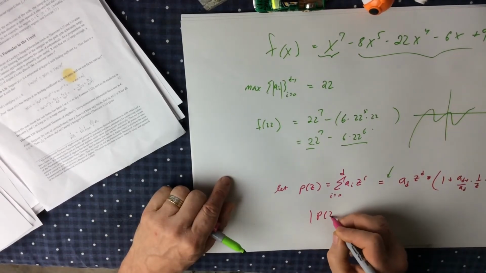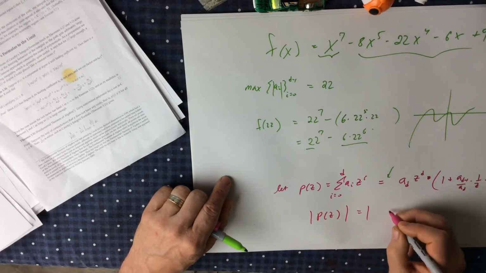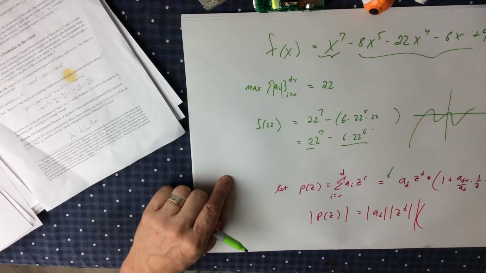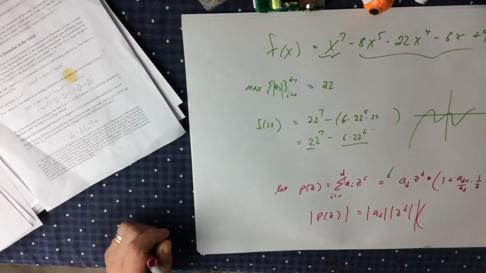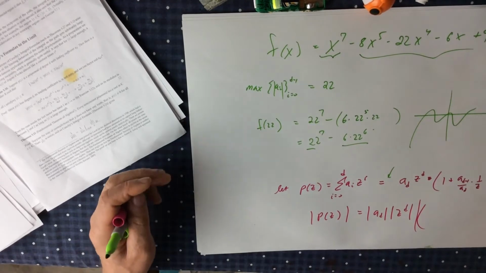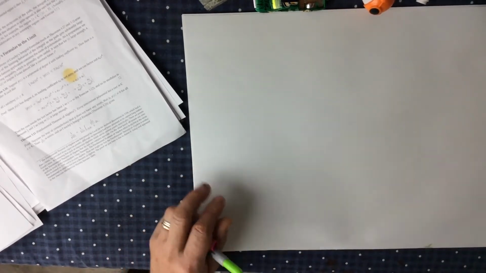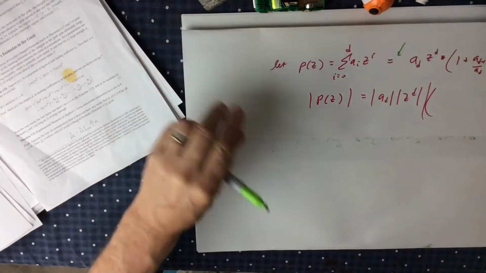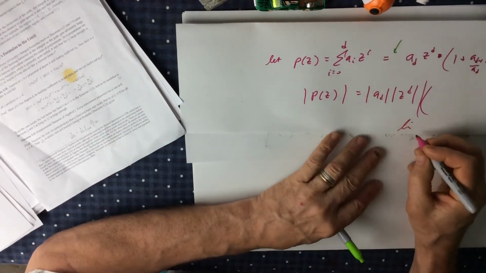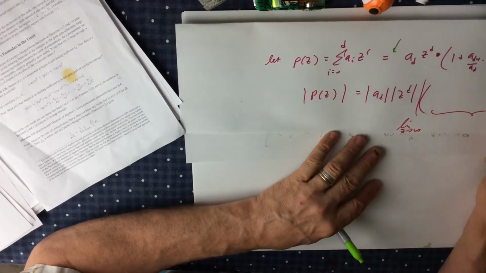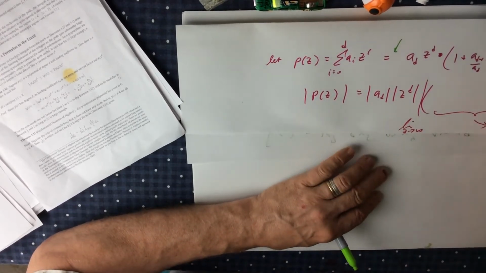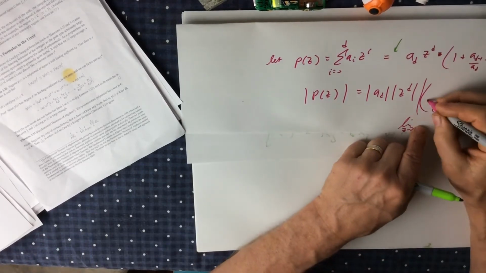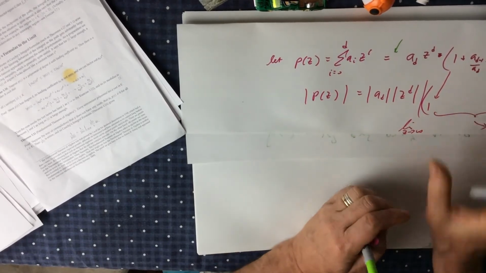So now I want to take the modulus of this, which is the modulus of a sub d, z to the d, times the modulus of all of that. Now, here's something that we know, by having done limits: the limit as z goes to infinity of this piece basically goes to 0 because they're all in the bottom. So the only surviving piece is that 1. So this term goes to 1.